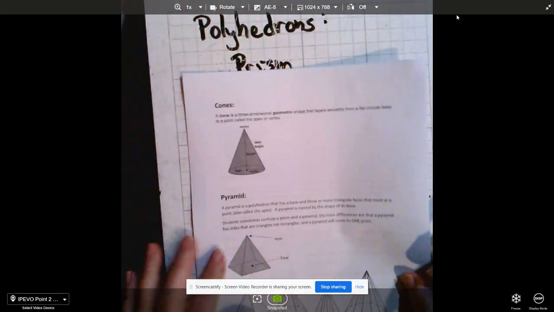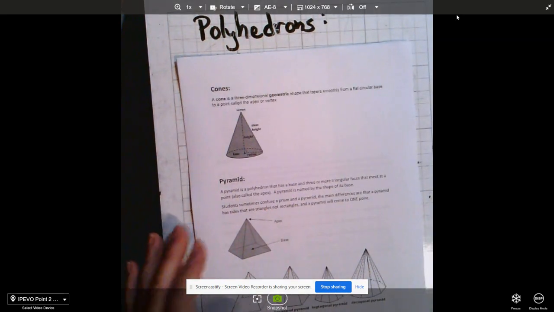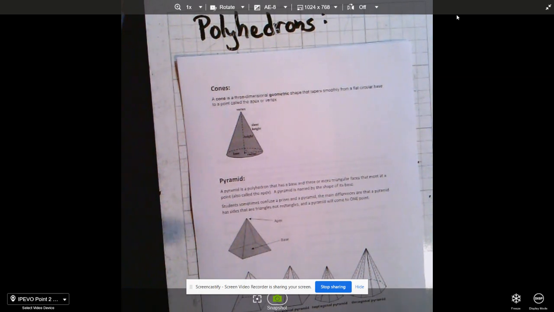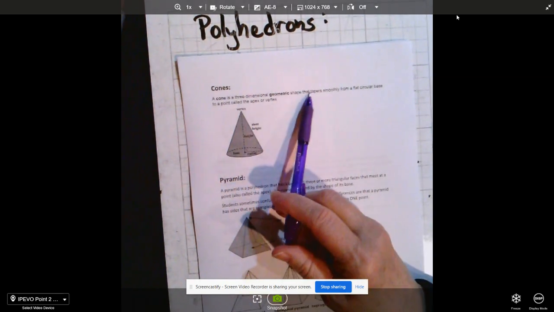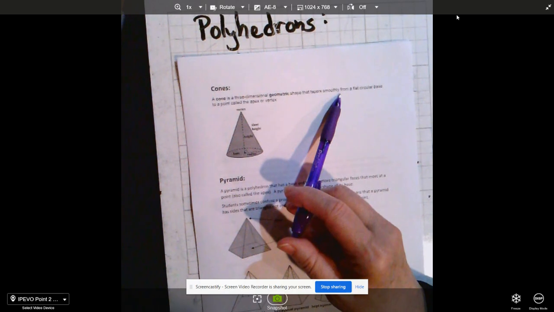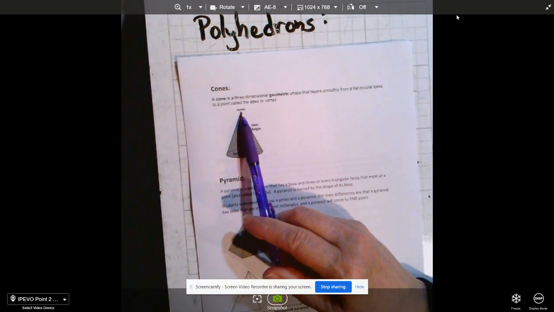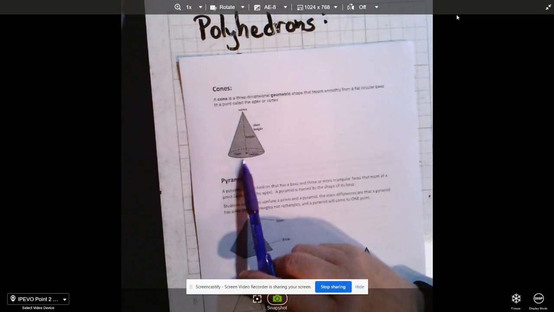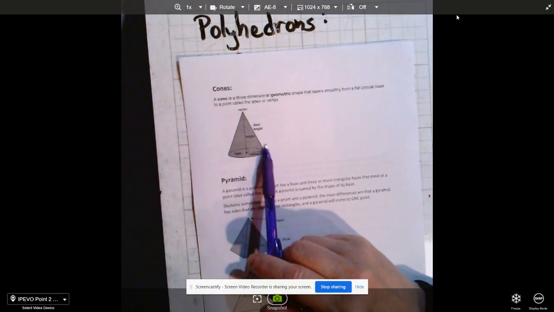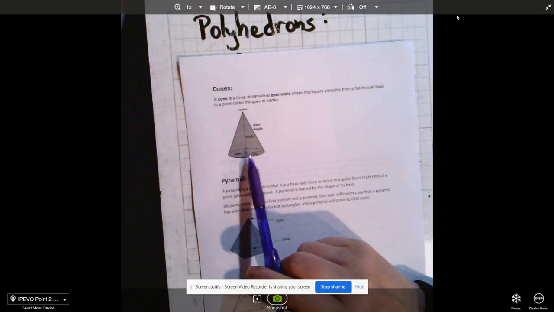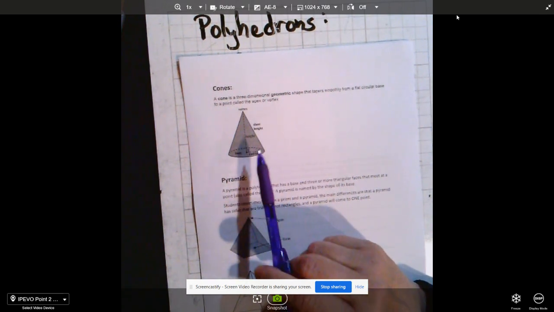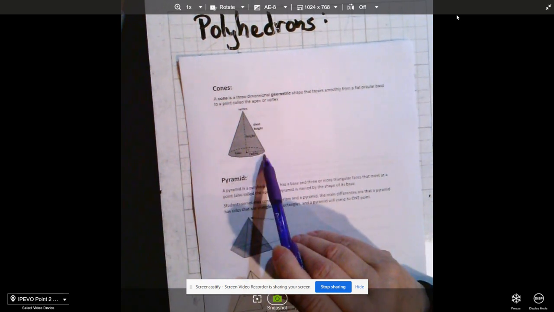The next polyhedron is a cone, and that one's kind of obvious to us. It's just like an ice cream cone. The biggest thing that's different between a cone and a cylinder is a cone comes to a point, which is called the vertex. Again, they have one base now, not two, and the base is still a circle, just like a cylinder, and it can have a radius or a diameter.